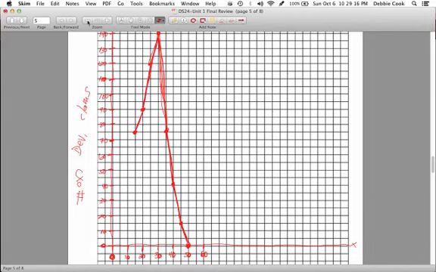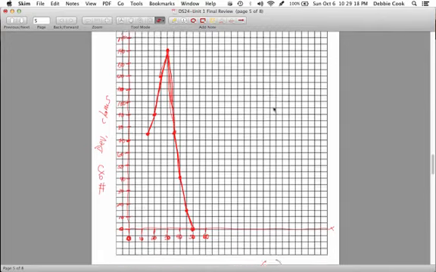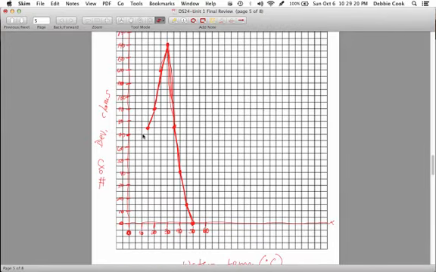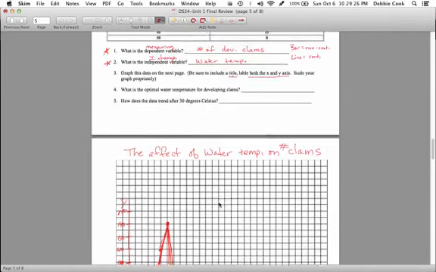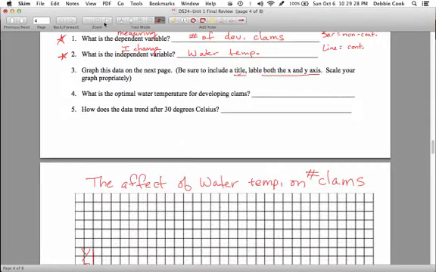So looking at my graph overall, it has a very interesting shape. Notice that we're trending up, up, up, up, up, and then we get to a peak, and then we go straight back down. So now that I have my graph, I can actually use the graph that I just created to answer questions 4 and 5. Number 4 asks, what is the optimal water temperature for developing clams? Now this is a key term that you need to know. The word optimal means best. You're going to see it many, many times this year, so make sure you know it.